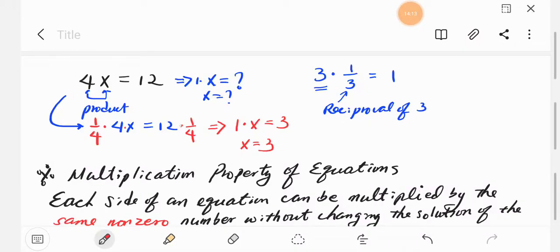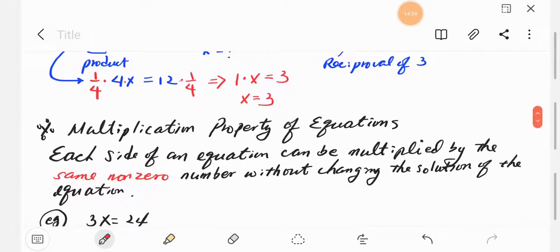Okay, so this is one of the methods we can use to solve an equation that has products. This is the ax equals b type. The x is together with a number, but it's a product, right? Then you can multiply by the reciprocal of that number.